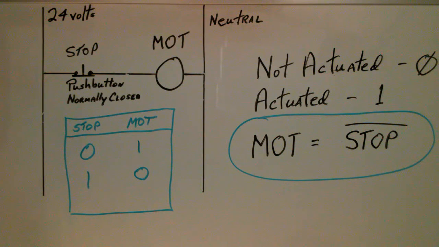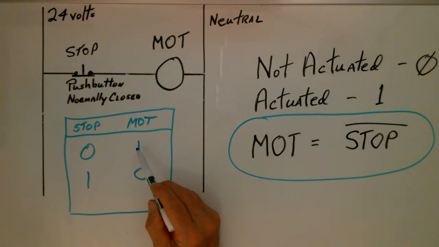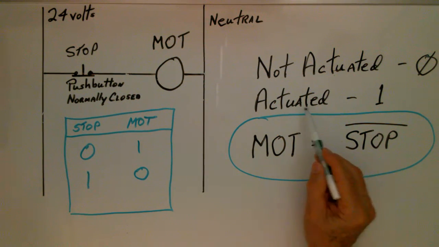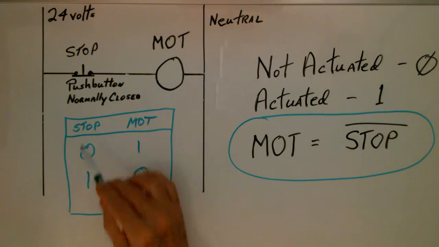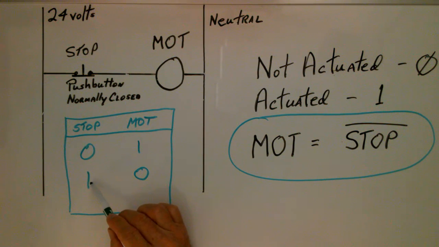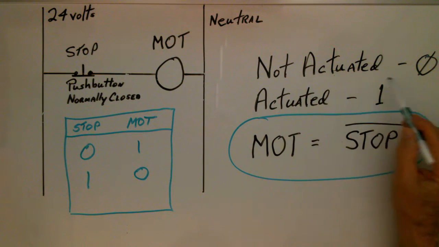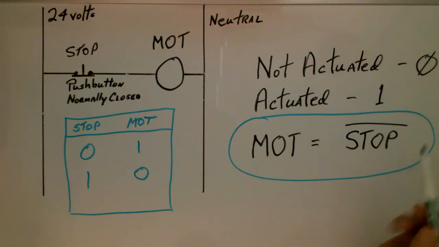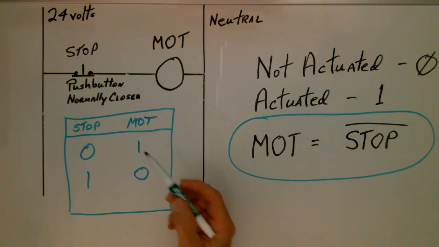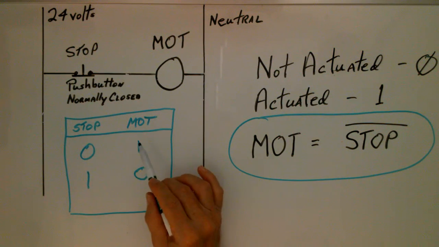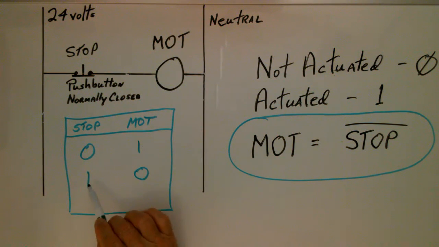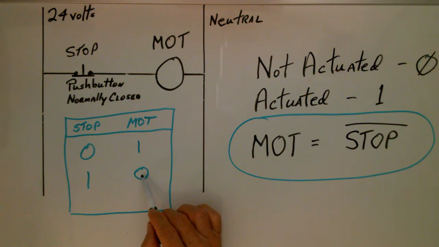So for this circuit, if I don't touch the stop button, I apply 24 volts to the MOT coil, and it is actually turned on, and it's a 1, which means it's actuated. If the stop button has been pressed, MOT is equal to 0, which means it is not actuated. So, in summary, if I don't actuate the stop button, my motor coil is on. If I actuate the stop button, my motor coil is turned off.